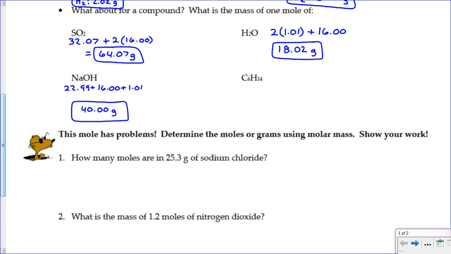For C6H14, that's 6 carbons and 14 hydrogens. So we take 6 times the mass of carbon, which is 12.01, plus 14 times the mass of hydrogen, which is 1.01. We add those together and we get 86.2, but again we have to go to the hundredths place, so we say 86.20 grams.